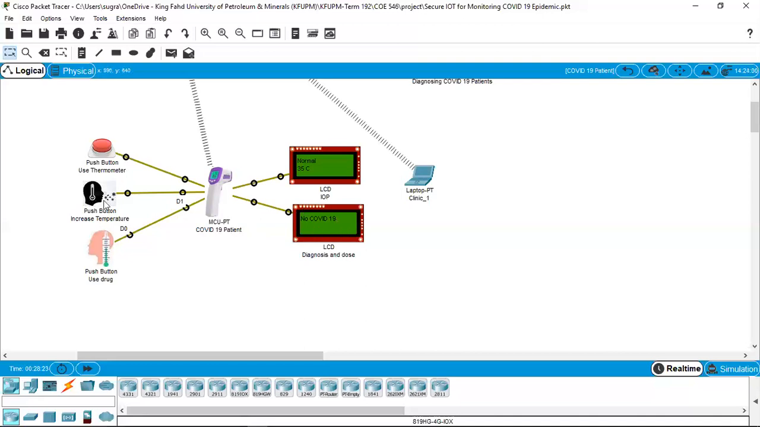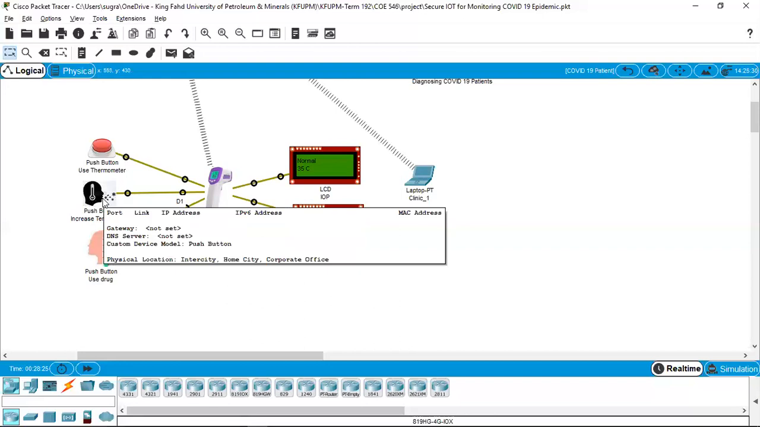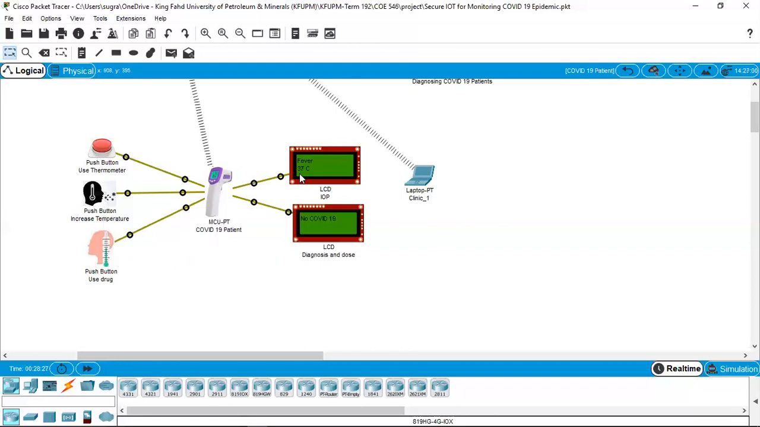So now let's increase the temperature level. Now the temperature level is between 35 and 38. So now let's do the diagnosing again to see the results.